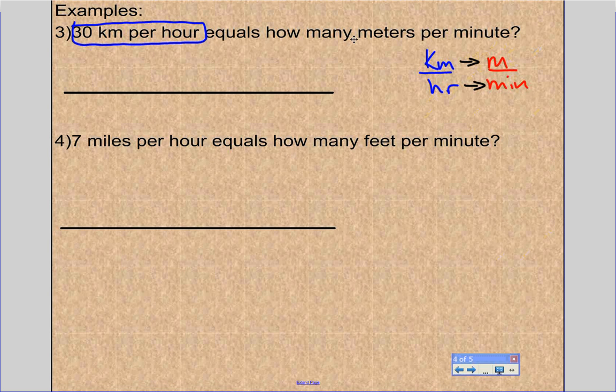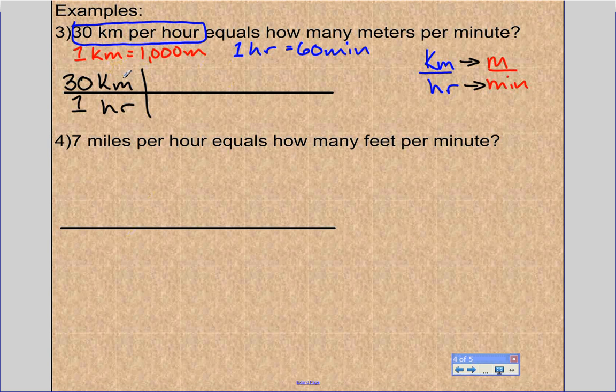So kilometers to meters, the conversion factor is 1 kilometer equals 1,000 meters. And then for hours to minutes, the conversion factor is 1 hour equals 60 minutes. So two conversions this time. The thought process is still going to be the same. The steps are still going to be very similar. First thing we're going to do is write down what we were given. 30 kilometers per hour, and I'm going to write the 30 as 30 over 1.